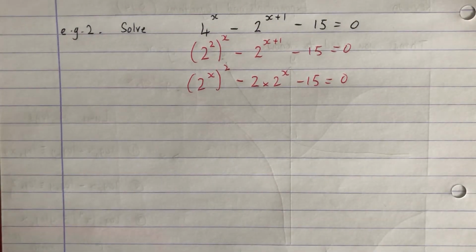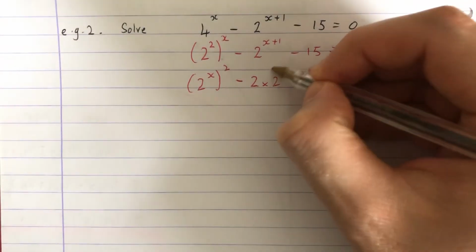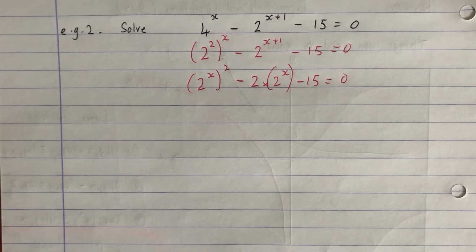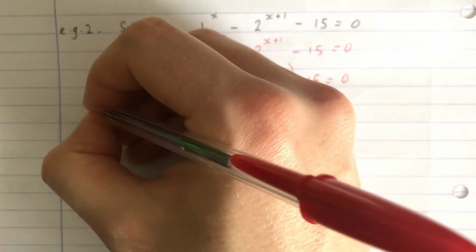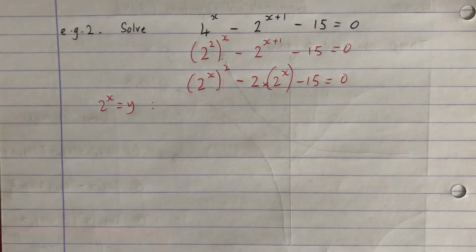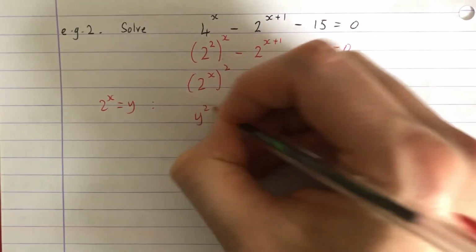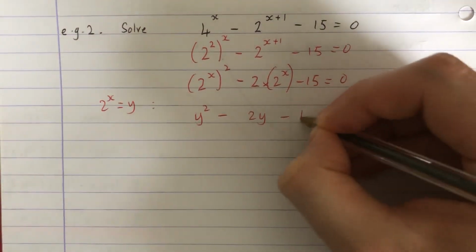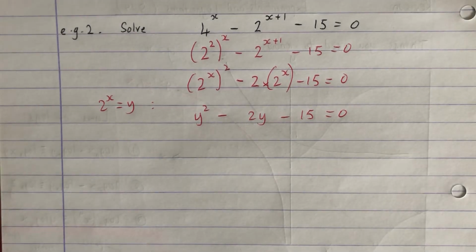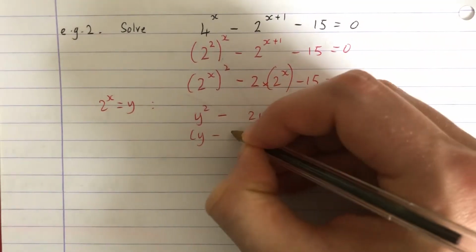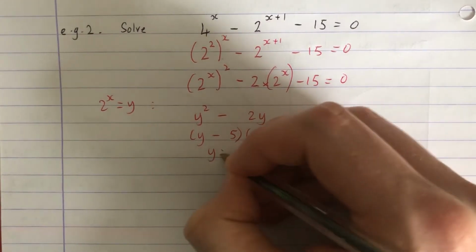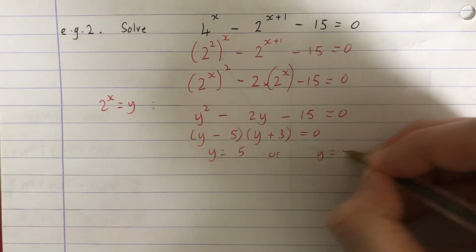And now this is something called a hidden quadratic. If you replace 2 to the x with, say, y, so 2 to the x is equal to y, replace every single 2 to the x with the letter y, you get y squared, subtract 2y, subtract 15 is equal to 0, and everybody can solve a quadratic. Subtract 5, add 3, to give y is equal to 5, or y is equal to negative 3.